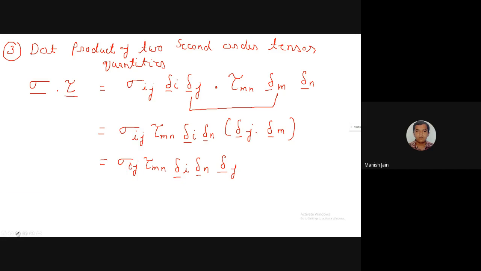Kronecker delta is not a vector quantity, this is a magnitude. It has the value 1 or 0. Kronecker delta jm equals 1 when j equals m. So here you have to replace either m with j or j with m. I am replacing m with j. So the new quantity will be sigma ij tau jn multiplied by del i, del n. So this is a second order tensor quantity.